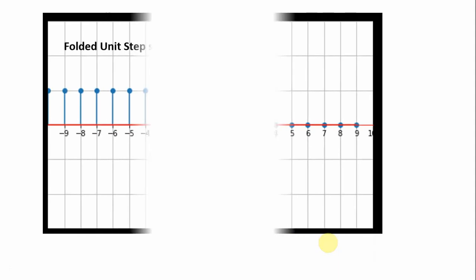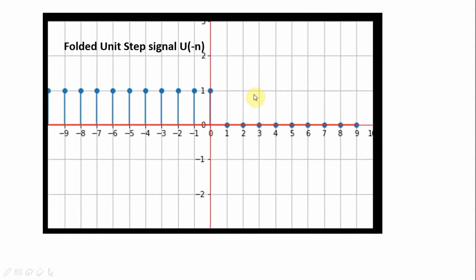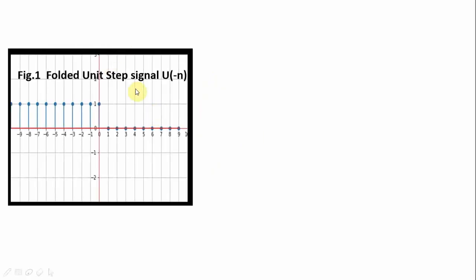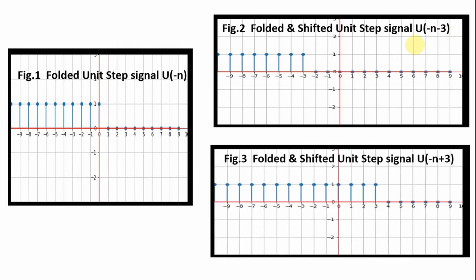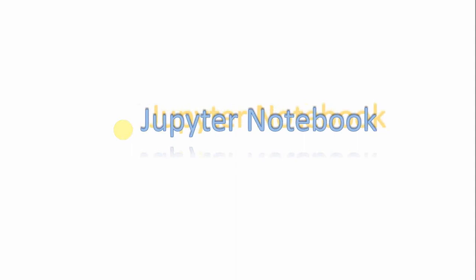And similarly, if it is folded, a folded unit step signal is represented as u of minus n, and it is given by this. And a folded unit step signal, if it is shifted to the left, it is u of minus n minus 3, opposite to that of u of n plus 3. If it is shifted to the right, it is u of minus n plus 3. So what are the changes that we have to make to get a folded signal? I will explain it in the Jupyter notebook. So let me take you to the Jupyter notebook.